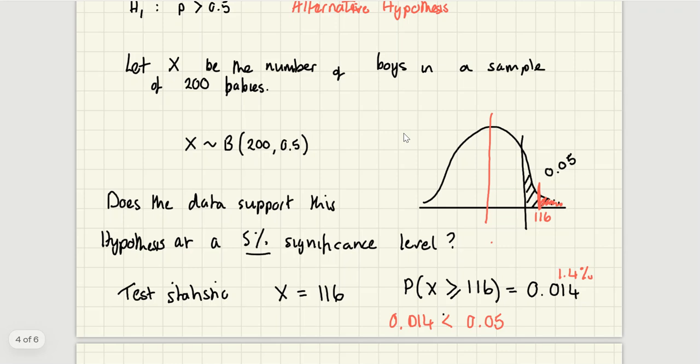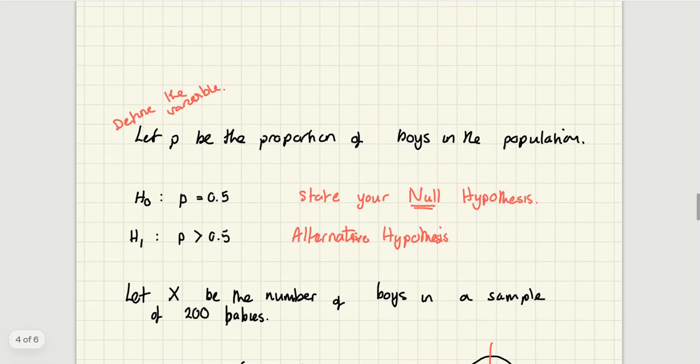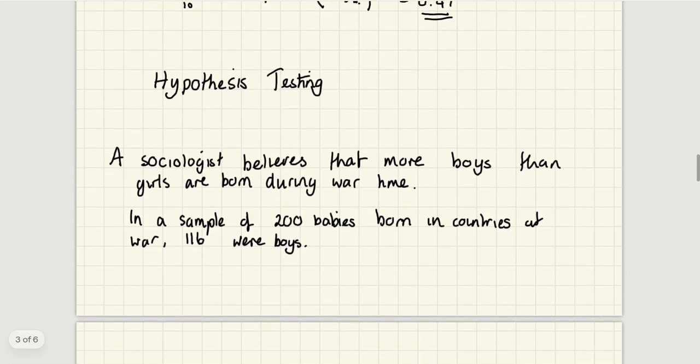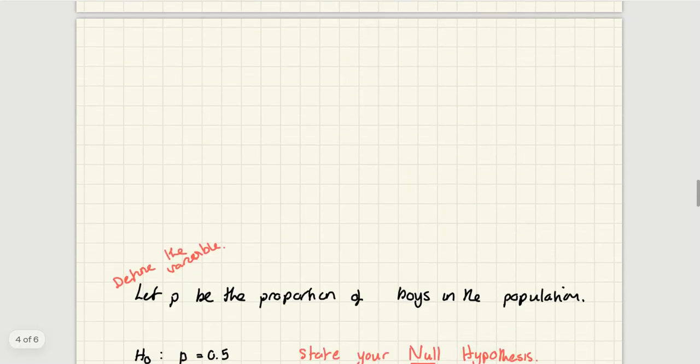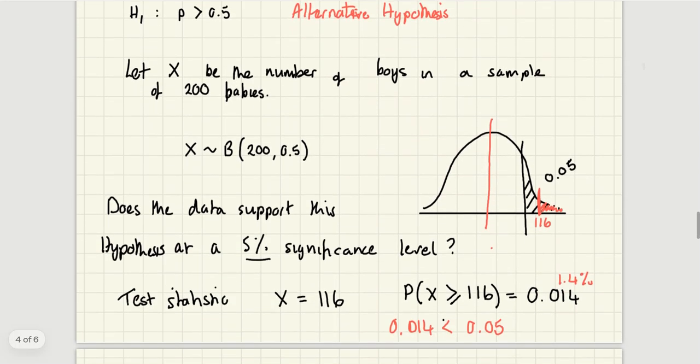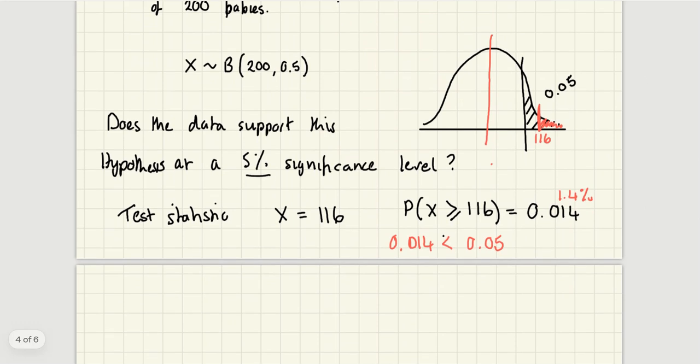So what is my final conclusion then? What would you say based on what her statement meant? Her statement was she believes that there are more boys born during war than girls. What has our result decided? That it's possible, but it's unlikely. Okay, so does that support her claim? Yes, because her claim was like a statement. So she's claimed that more boys are born.